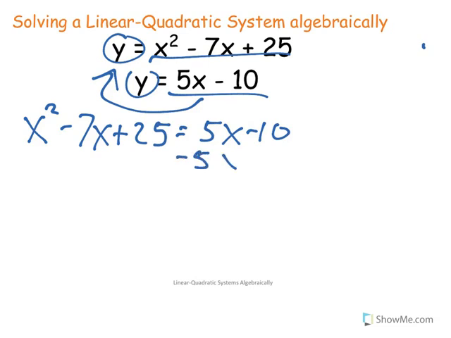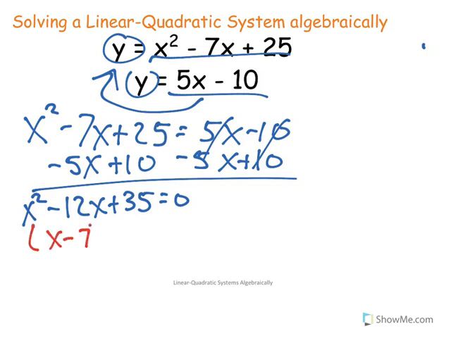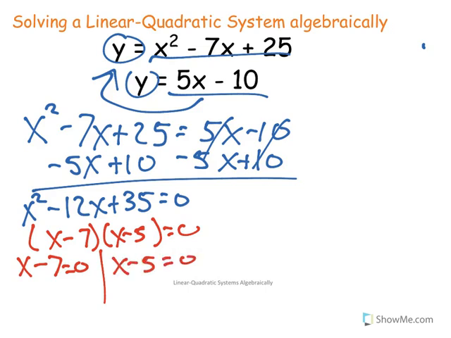All right, I'm going to move the terms together like we talked about. So now I should get a quadratic equation in standard form. And that's going to give me x squared minus 12x plus 35 equals 0. I'm going to go ahead and factor it, right? So x minus 7 times x minus 5. So we get x minus 7 equals 0. One equation is x minus 5 is 0. All right, so I get x is 7 and x is 5.